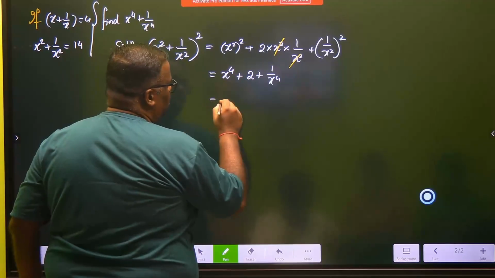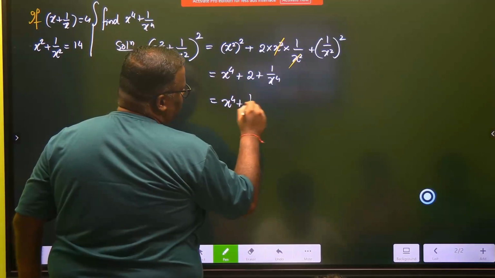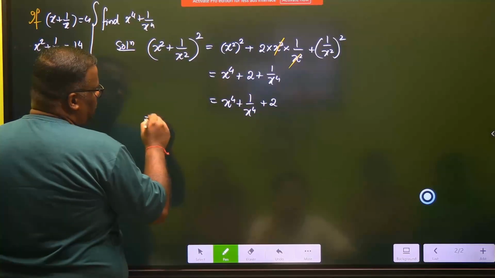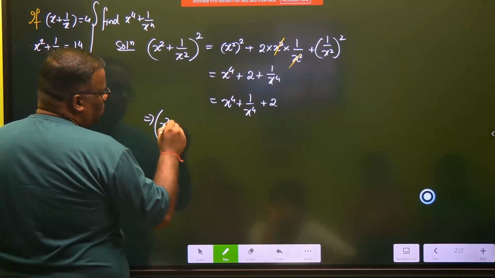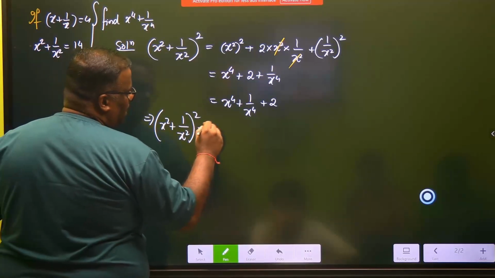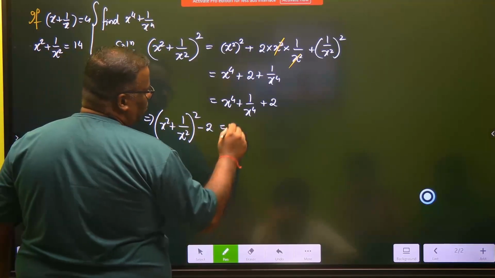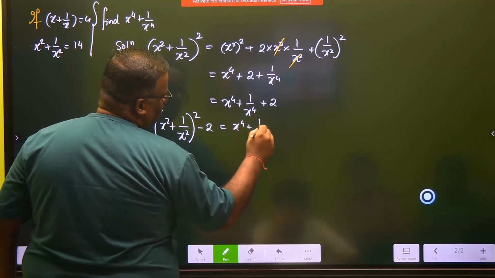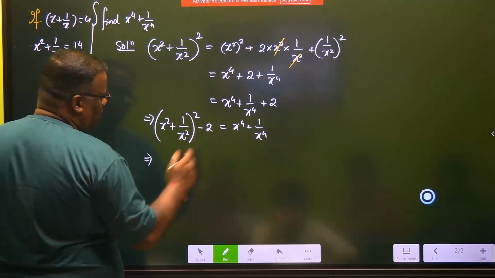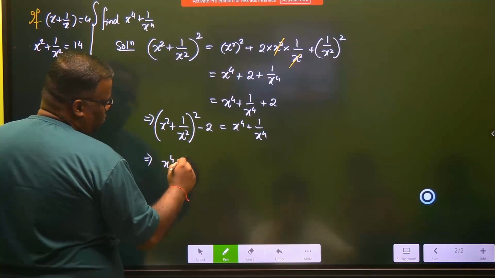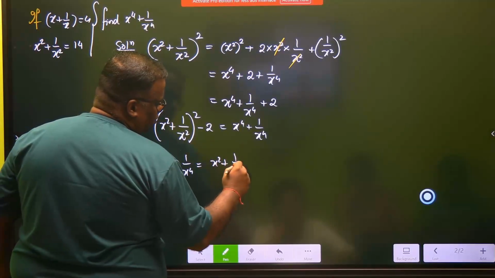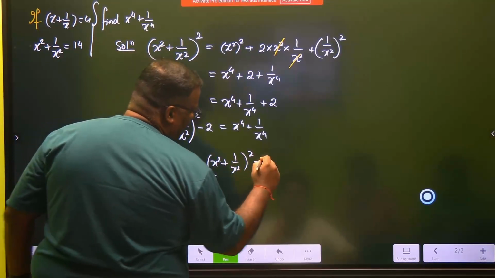So what do we do? Guava plus papaya plus pumpkin. And in the next step, what do we do? x square plus 1 by x square whole square minus 2 is equal to x4 plus 1 by x4. Now what do I do? I'm not supposed to find this. So x4 plus 1 by x4 is equal to x square plus 1 by x square whole square minus 2.